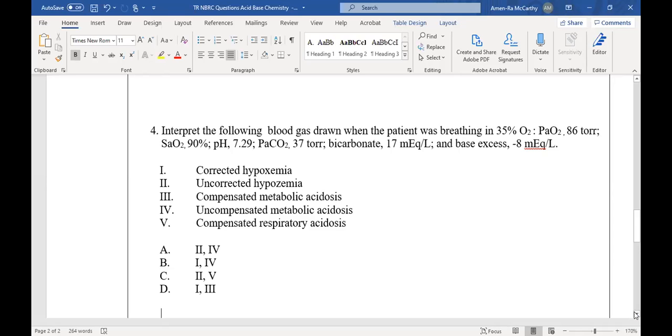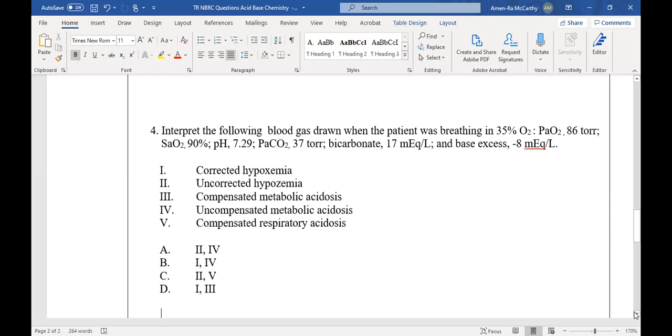Okay. The answer is B. Well, that's what they got. Let's look at it and see, because they could be wrong. All right, so patient's breathing 35%. So he is on oxygen. His PaO2 is 86. So we do have corrected hypoxemia. So one is right. Definitely one. So it's either B or D.